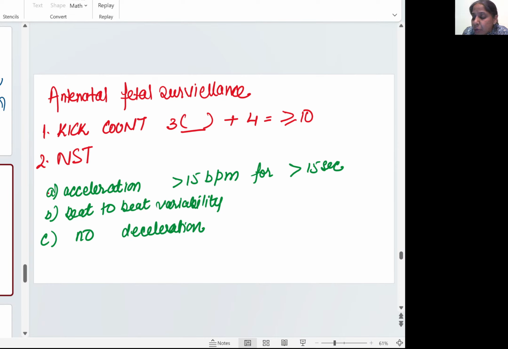When is the kick count done? One hour after the meals, the fetal kick is counted by the mother, and we take 3 meals. So 3 times in a day we calculate the fetal kick count.